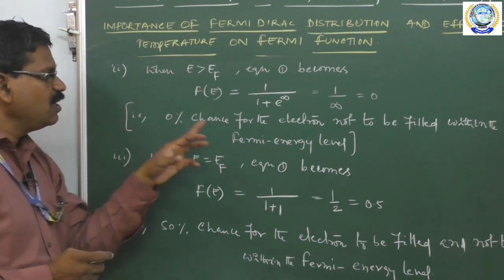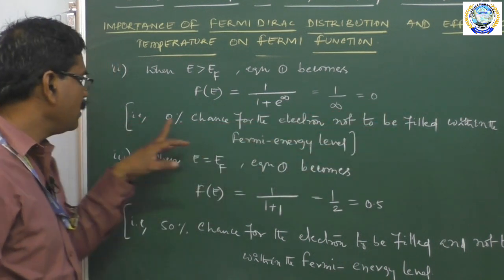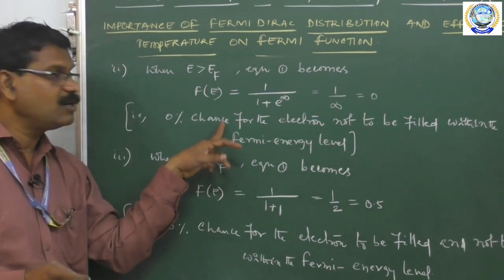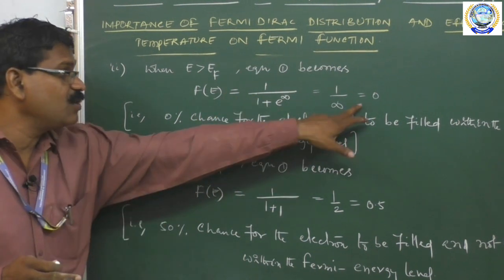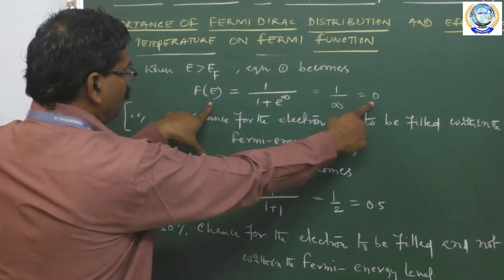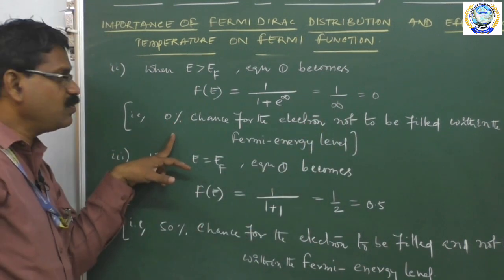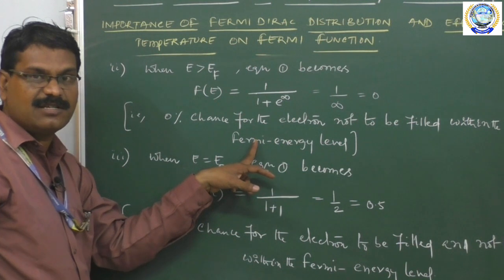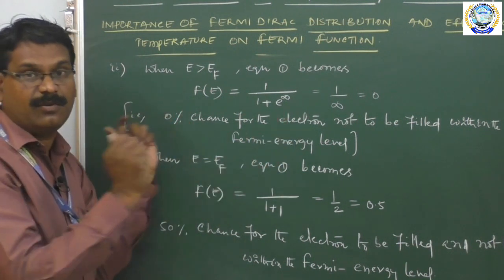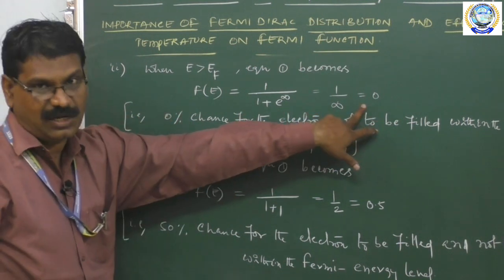So what is the physical significance behind this second case, that is E greater than EF? That means if you are getting 0 here, there is 0% chance for the electrons to be filled in the Fermi energy levels. That means if f of E is equal to 0, there is only 0% chance for the electrons to be filled in Fermi energy levels. Within the Fermi energy levels, they are not going to be filled because we are getting 0% chance here.